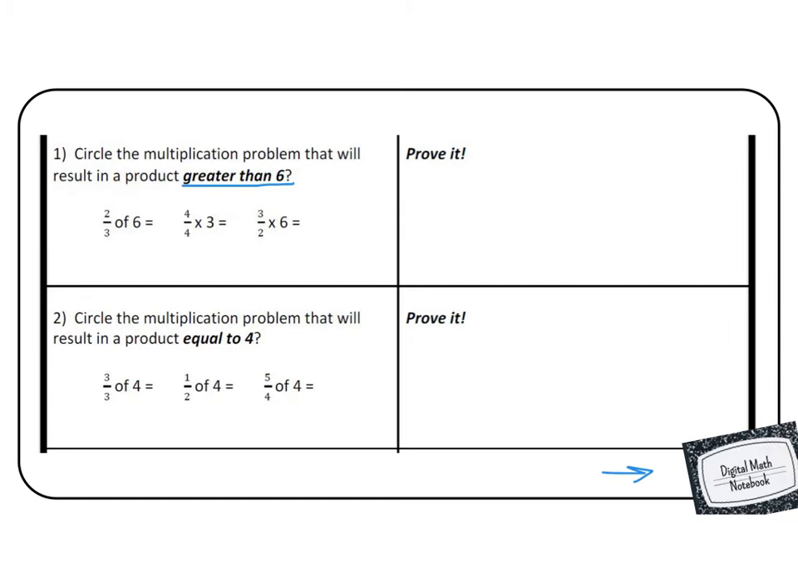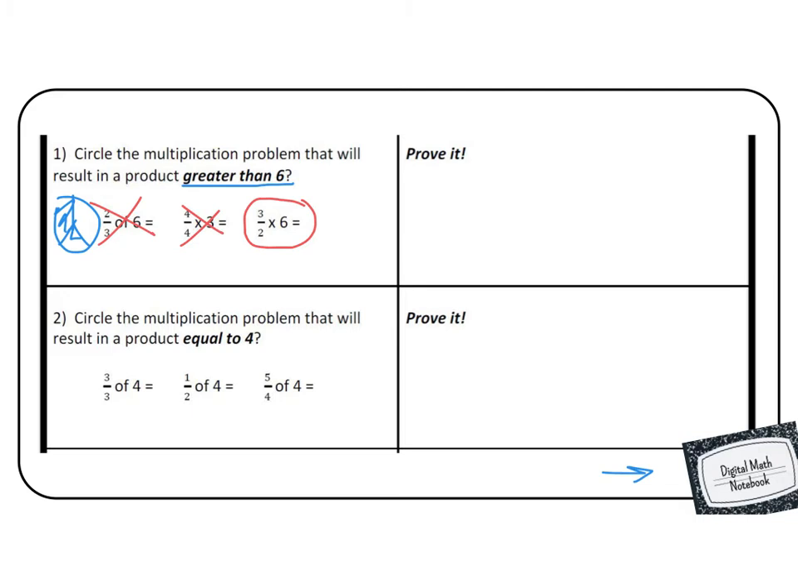2 is smaller than 3, right? If we drew a picture of this, this is 2 out of 3. So that's not a whole, so it can't get larger. So it can't be this one. 4 over 4 is equal to 1, and 1 times 3 won't get larger. So it has to be 3/2 times 6.